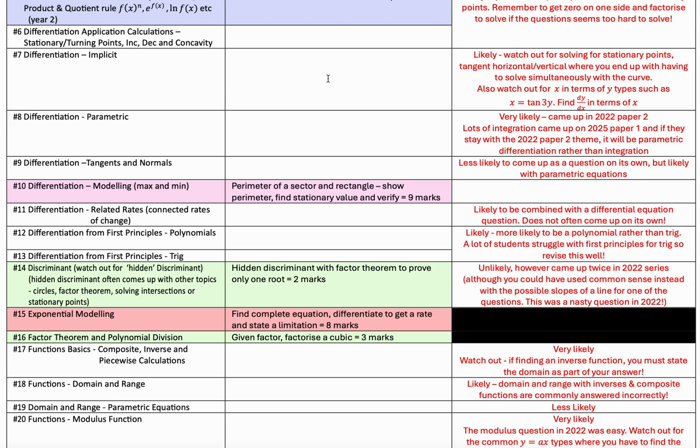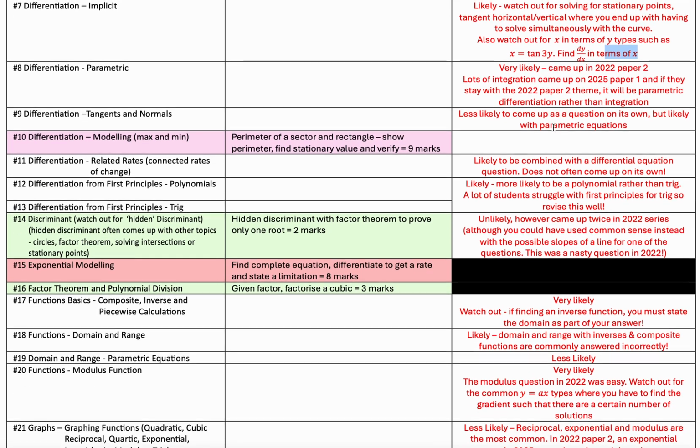You just got to be careful because when you set equal to 0, you don't get x as a number or y as a number straight away. You get x in terms of y, so you have to solve it simultaneously. And then the x in terms of y types, where you get dx/dy, but you want dy/dx, so you flip it, but it's still in terms of y, so you need it in terms of x. So yeah, could be that.